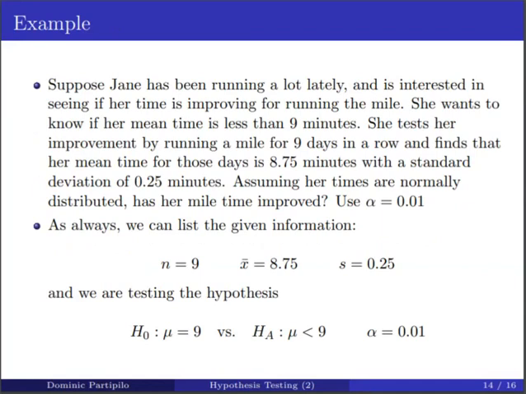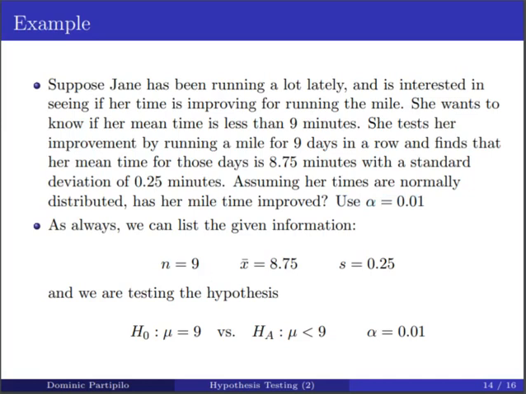So an example here: suppose Jane has been running a lot lately and she's interested in seeing if her time is improving for running the mile. She wants to know if her mean time is less than 9 minutes. So she tests her improvement by running a mile for 9 days in a row and finds that her mean time for those days is 8.75 minutes, or 8 minutes and 45 seconds. And the standard deviation is a quarter of a minute, or 15 seconds. So, assuming her times are normally distributed, has her mile time improved? And we're going to be using a significance level of 1%, or an alpha level of 0.01.